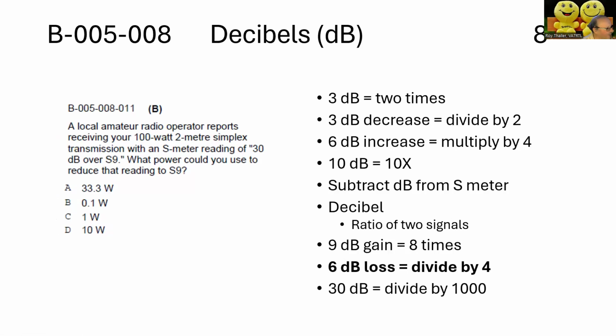A local radio operator reports receiving your 100-watt 2-meter simplex transmission with an estimated reading 30 dB over S9. What power could you use to reduce this reading to S9? Because you're 30 dB over S9, you want to get down to S9. That means you have to decrease the signal by 30 dB. So 30 dB is 1,000 times. So you would take 100 divided by 1,000, so it would be 0.1 watt. So B would be the correct answer.